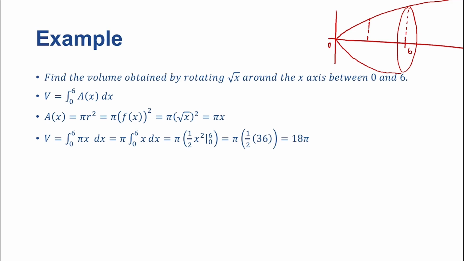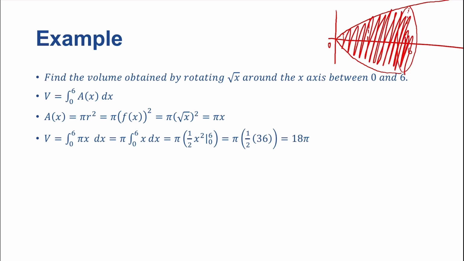And if we square 6, that gives us 36. That 0 term cancels out. That gives us pi times 1/2 times 36. Of course, 1/2 of 36 is 18. That gives us 18 times pi. So that is the volume inside of this whole big region that we have in here.